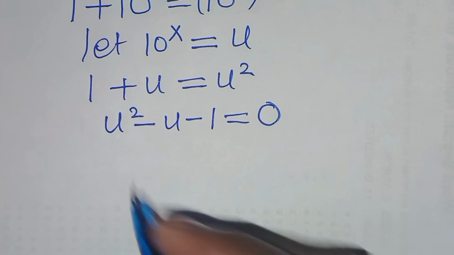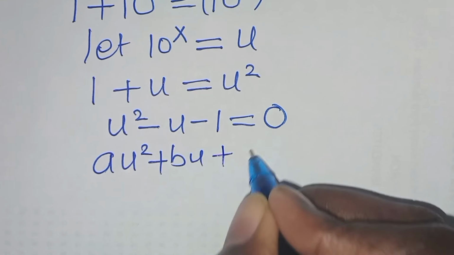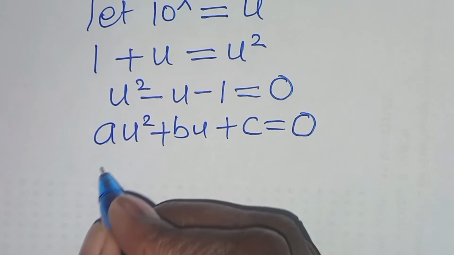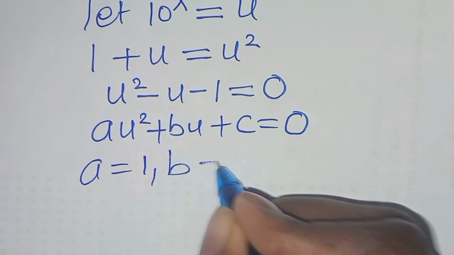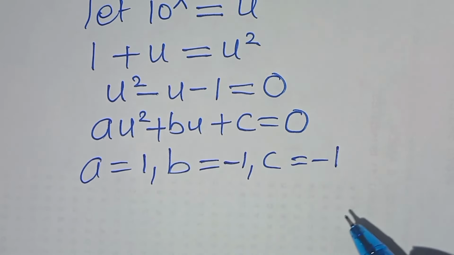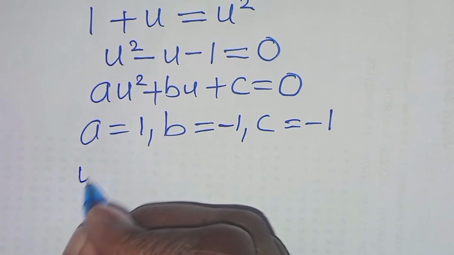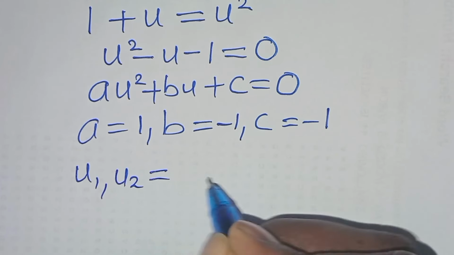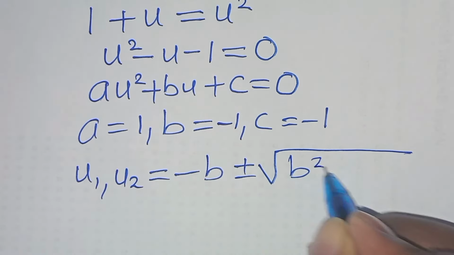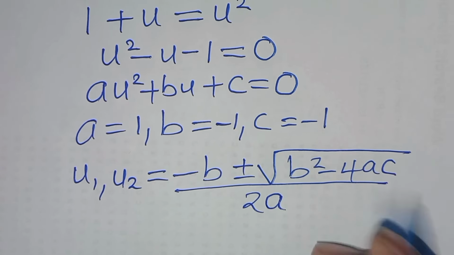Now this is a quadratic equation of the form a u squared plus b u plus c equal to 0. From this quadratic equation, a is equal to 1, b is equal to -1, and c is equal to -1. So let's apply the quadratic formula from here. So we have u1, u2 equal to minus b plus or minus the square root of b squared minus 4 times a times c, over 2 times a.